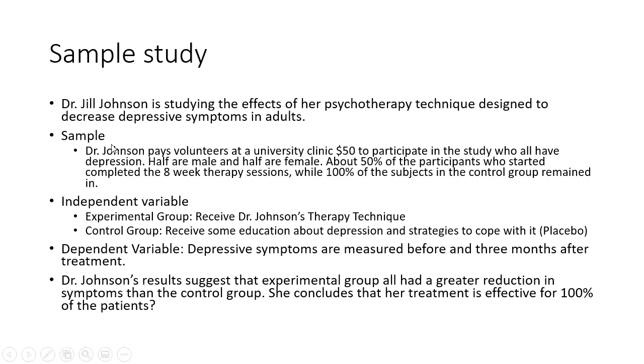So let's give an example. Dr. Jill Johnson is studying the effects of her psychotherapy technique designed to decrease depressive symptoms in young adults. Dr. Johnson pays volunteers at a university clinic $50 to participate in the study, who all have depression. Half are male and half are female. About 50% of the participants completed the 8-week therapy, while 100% in the control group remained in. The experimental group received Dr. Johnson's therapy, whereas the control group got some psychoeducation on depression and strategies to cope with it. Their depressive symptoms were measured before the treatment and then 3 months after. And Dr. Johnson concludes that her therapy worked with everybody and was better than the control group.